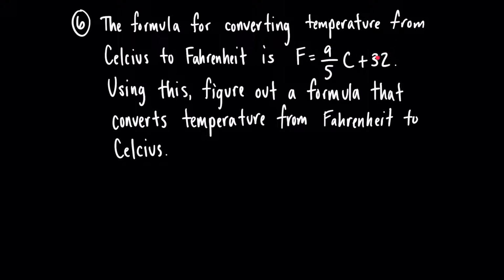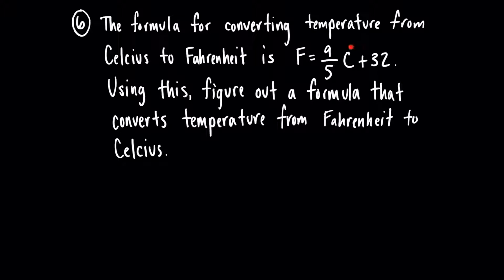And then you add 32 to that, that would give you 212, which is exactly the temperature at which water boils for Fahrenheit. So it's kind of cool. All right, using this, and by this, they're referring to this little equation here, figure out a formula that converts temperature from Fahrenheit to Celsius.